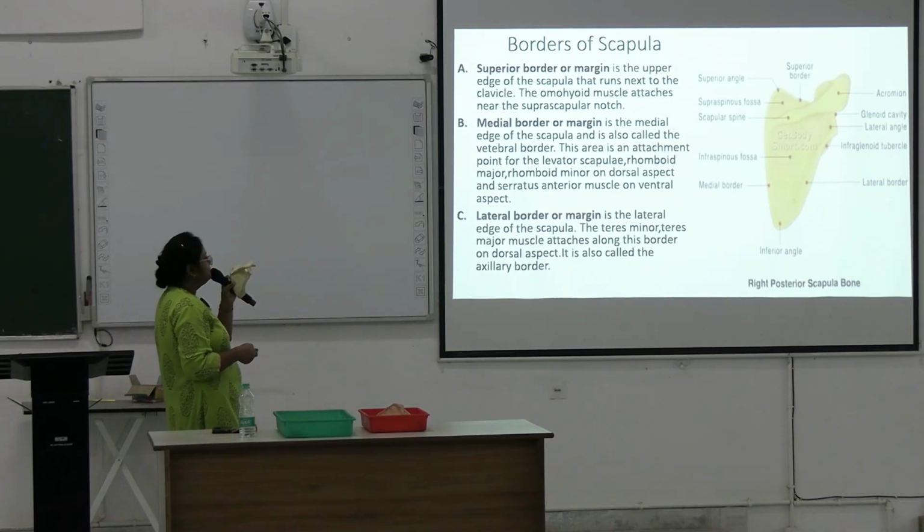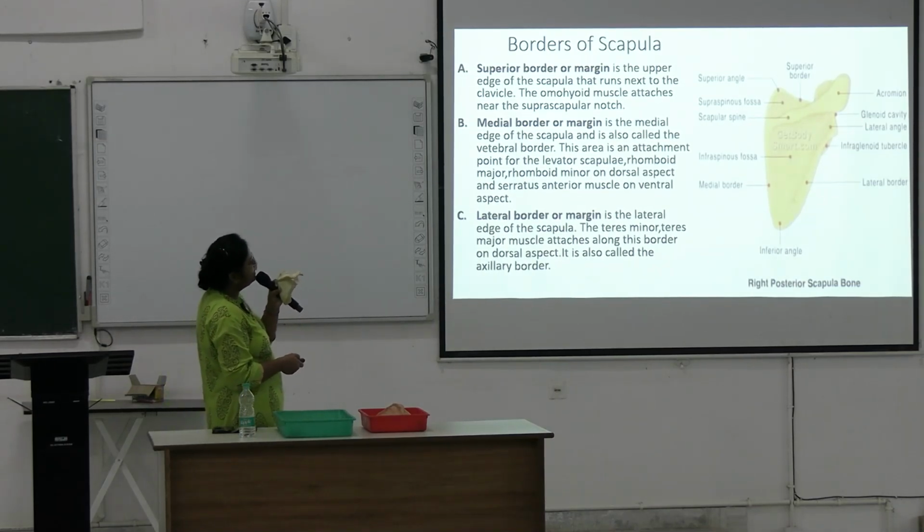Next, lateral border or lateral margin. Here is the lateral border or lateral margin. It is the lateral edge of the scapula and the teres minor, teres major muscle attaches along this border on the dorsal aspect and it is also called the axillary border.